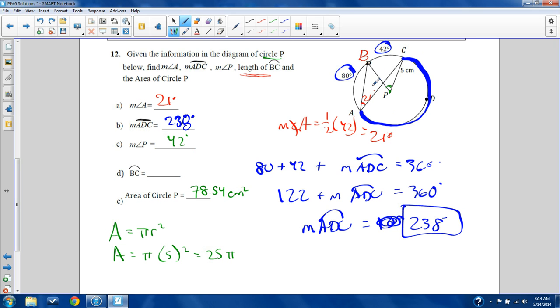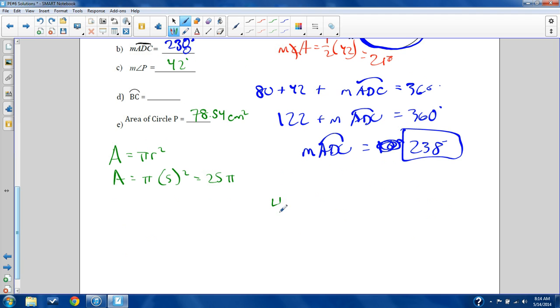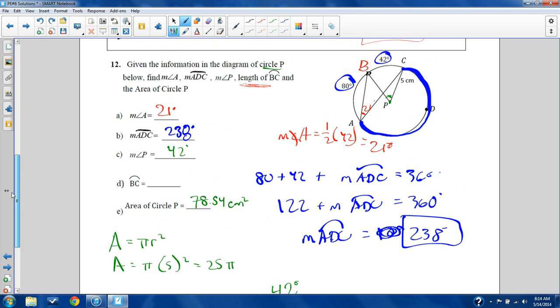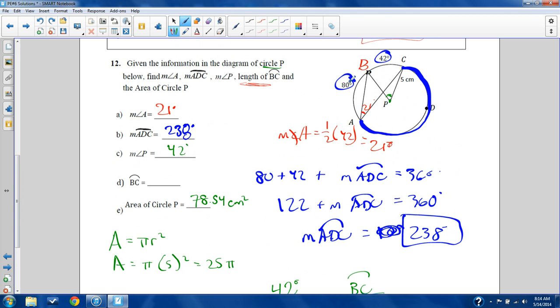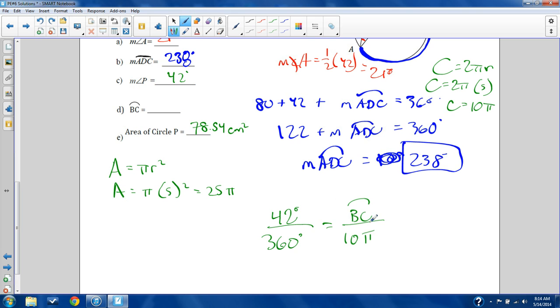Fraction is used by setting up a proportion. This central angle out of 360 degrees will be equivalent to this length out of the entire circumference. So that central angle is 42. So setting this up, I'll get 42 over 360 equals length BC, the unknown, out of the length of the entire circle. The circumference is 2 pi r, which is 2 times pi times 5. 2 times 5 is 10, so your circumference is 10 pi. So we're going to do BC over 10 pi.